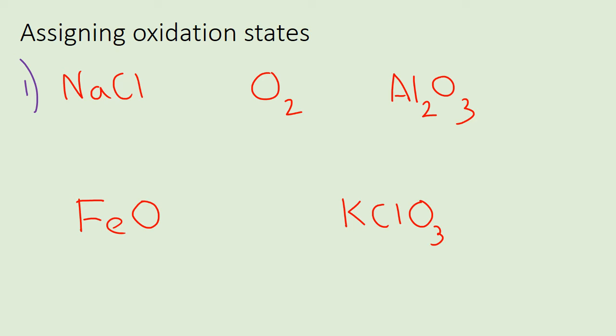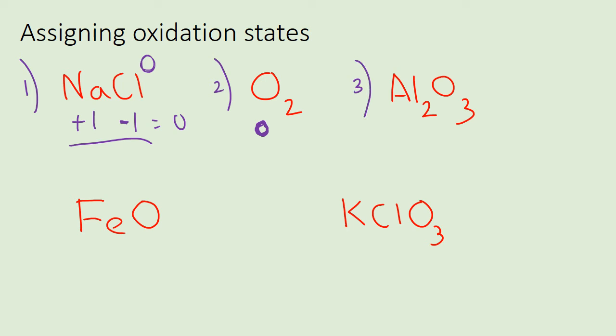NaCl, this is a compound, so they're combined. Na is in group 1, so it's always +1. Chlorine is always -1, except when it's with oxygen and fluorine. It's not with oxygen and fluorine here, so it is -1. And the sum should add up to 0, because there's no charge here, look. Number 2, O2. Now this is an element, so it is 0. Elements have oxidation state 0.